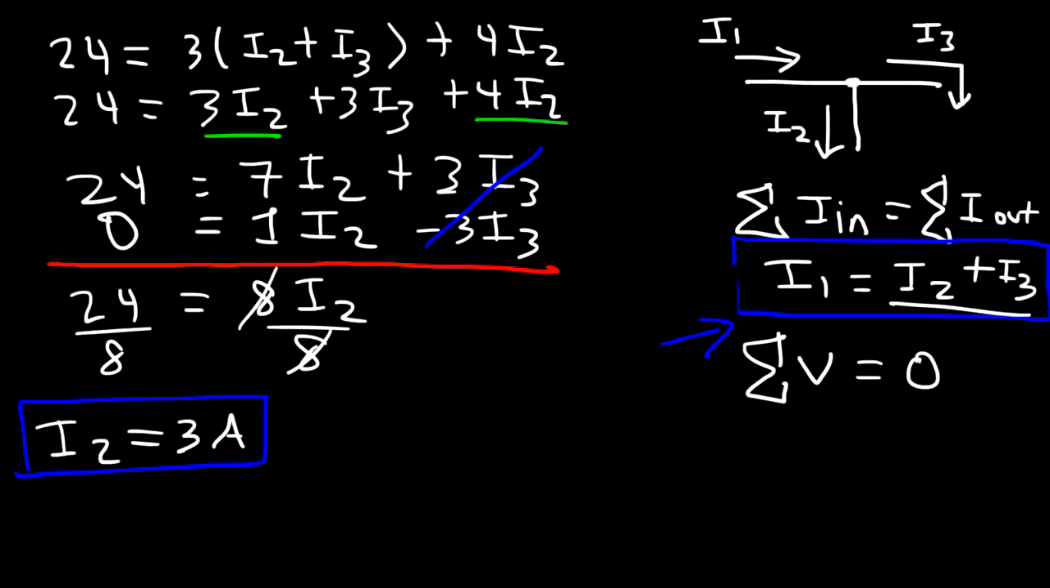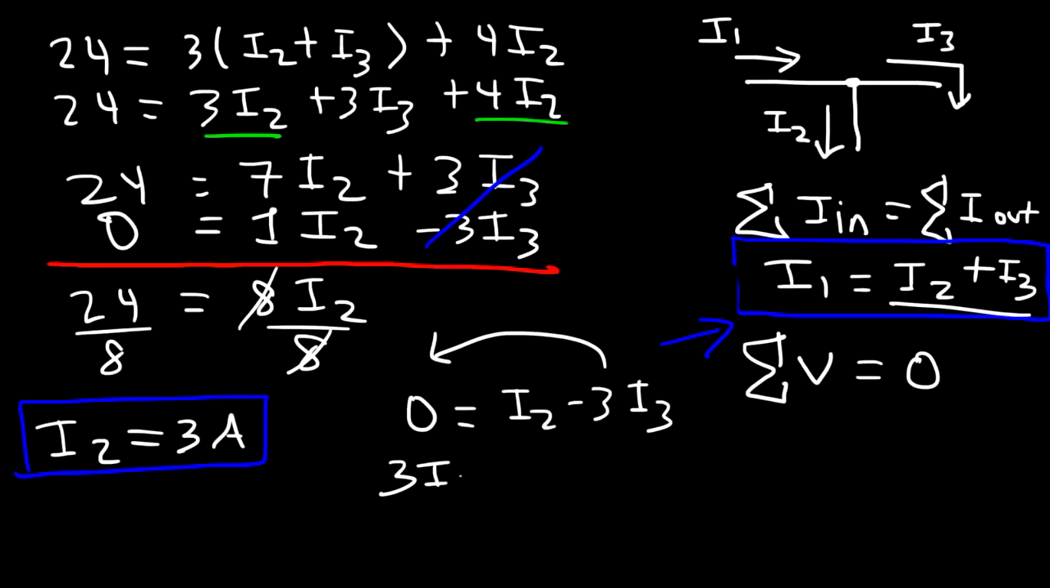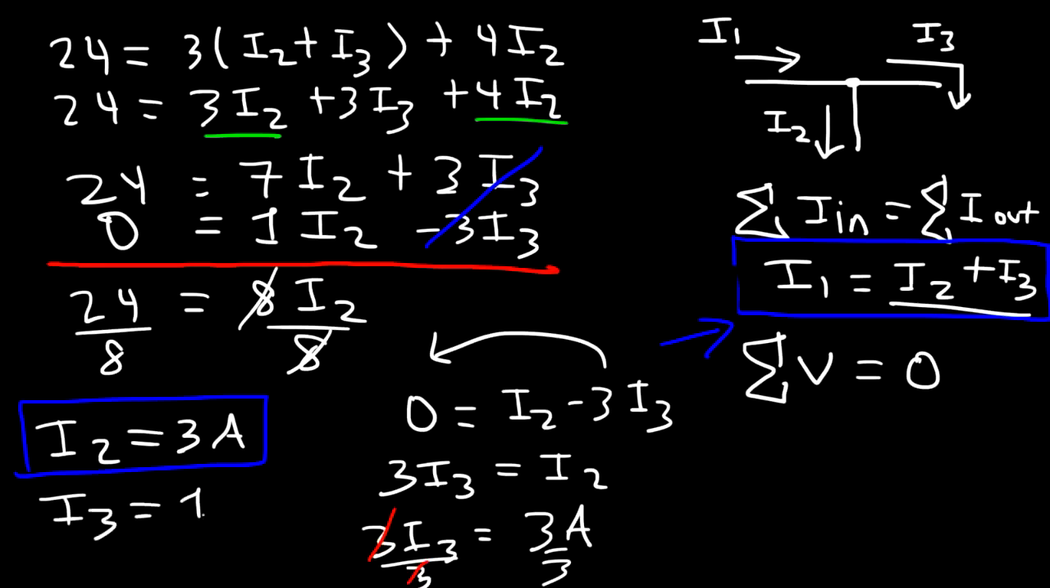Now let's find the second answer. So let's use this equation here to calculate I3 using I2. So we have 0 is equal to I2 minus 3I3. So I'm going to move this to that side. So 3I3 is equal to I2. I2 is equal to 3 amps, so let's replace it with 3. And then let's divide both sides by 3. So 3 divided by 3 is 1. Therefore, I3 is equal to 1 amp. And so that's the answer for that.